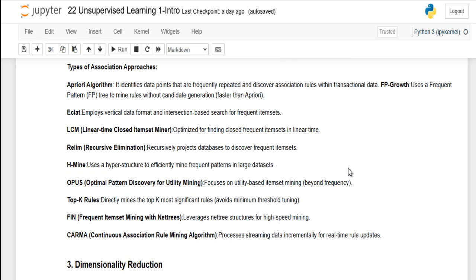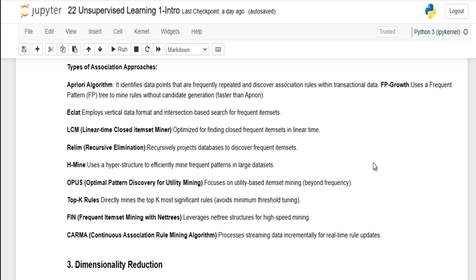We also have H-Mine, which uses a hyper structure, the H means hyper, to efficiently mine frequent patterns in large datasets. We also have optimum pattern discovery for utility mining, which focuses on utility-based item set mining beyond frequency. We have top-K rules, which directly mines the top K most significant rules.